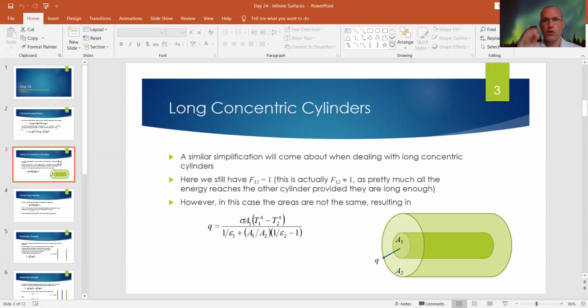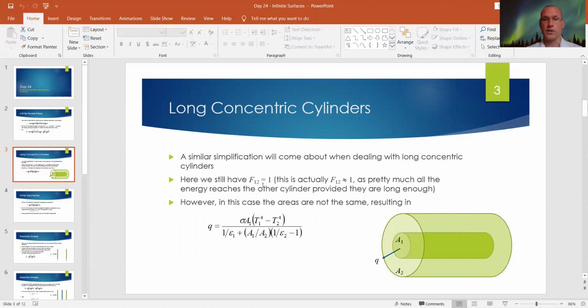I can also have a very long concentric cylinder. So again, an infinite cylinder in the sense that it's infinitely long. I'm still going to have F12, so anything coming off of surface 1 is basically going to hit surface 2, assuming this thing's infinitely long. If it's infinitely long, nothing happens at the end because technically this surface I can emit straight up, I can also emit outwards. But because it's infinite, this surface isn't really here. It's way too long. So basically I'm on the inside here, and anything coming off is hitting the second cylinder.